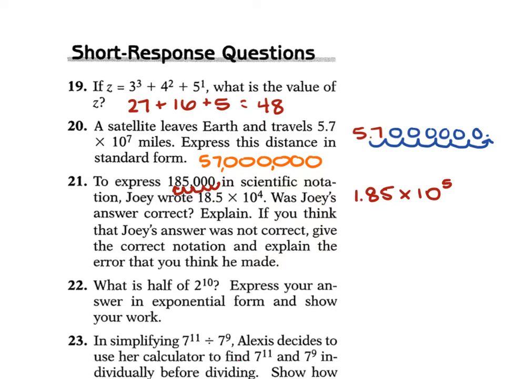For 22, it says, what is half of 2 to the 10th power? Express your answer in exponential form and show your work. Well, 2 to the 10th power is 2 times 2 times 2, 10 times. So half of that, you'd be dividing it by 2. So if you did 2 to the 10th power divided by 2, that's 2 to the 1st power. So that's just 2 to the 9th power.